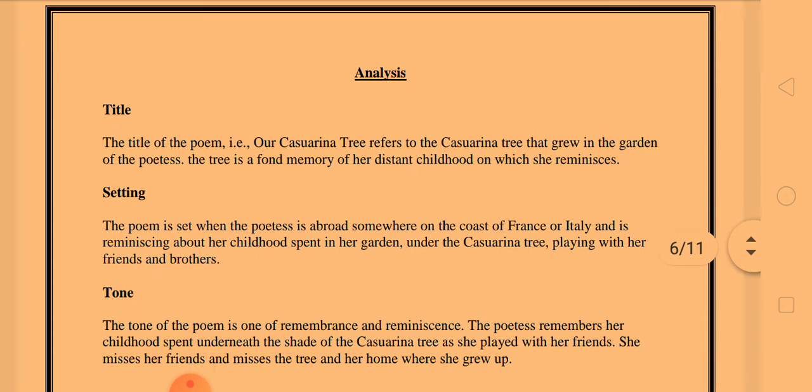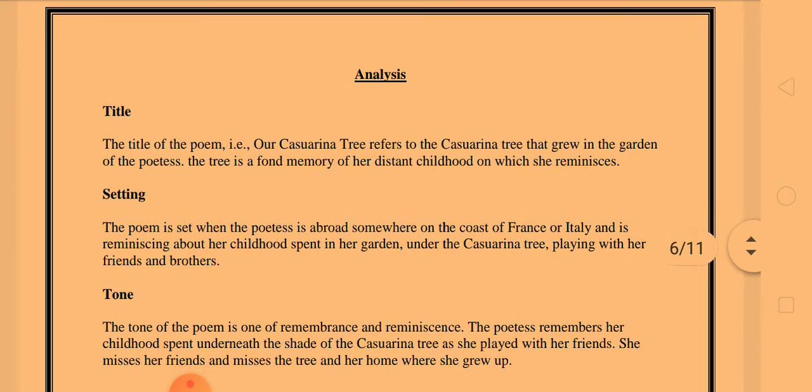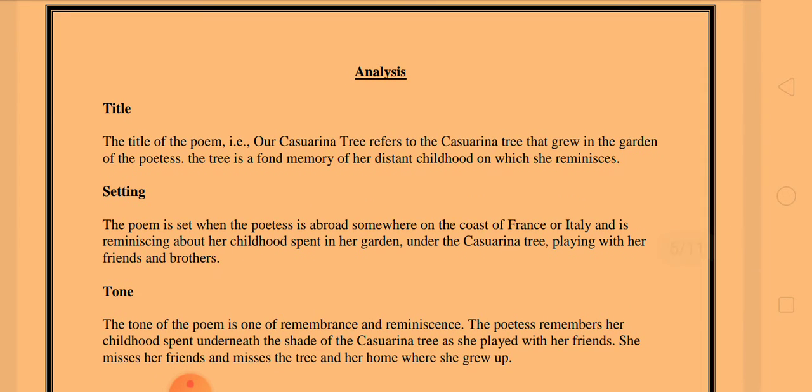The poem is set when the poetess is abroad somewhere on the coast of France or Italy and is reminiscing about her childhood spent in her garden under the casuarina tree, playing with her friends and brothers. So, she is not living in India at the time of writing this poem. Rather, she is living in France or Italy. The exact location is not sure.